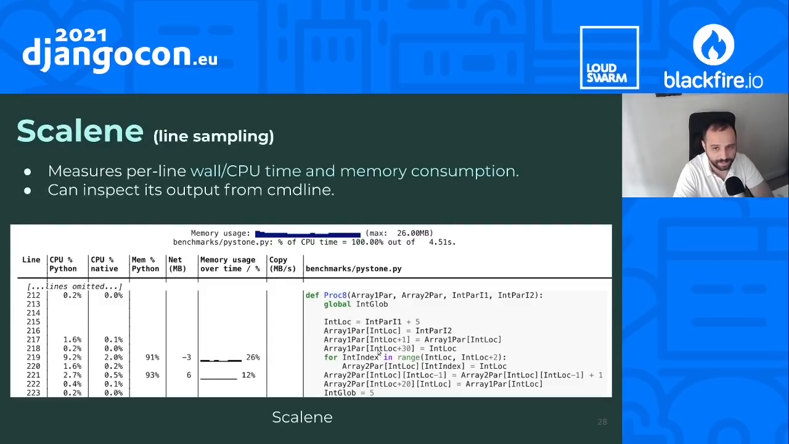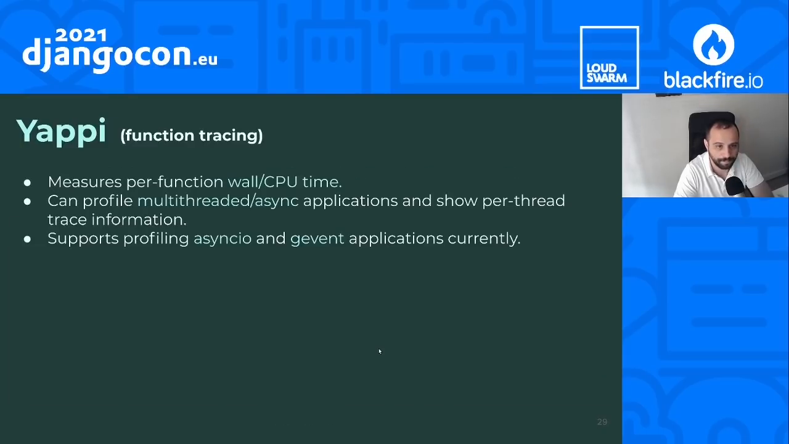Scalene is a new sampling profiler that profiles per line information again. But it measures per line wall, CPU, and memory consumption simultaneously, and you can also inspect its output from the command line like seen here. Yappi is another tracing profiler. It's a function tracing profiler. It can measure per function wall and CPU time at the same time, and you can profile multi-threaded and async applications and show per thread trace information. It supports profiling asyncio and gevent applications currently.